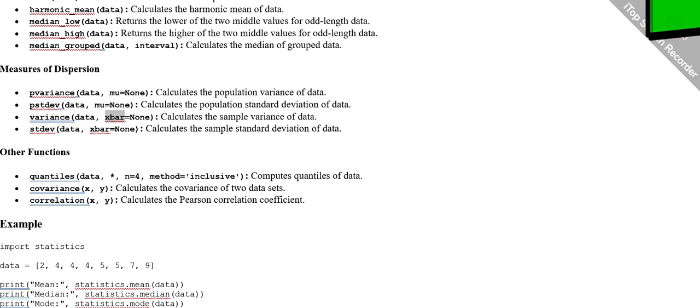variance(data, xbar=None) calculates the sample variance of data. stdev(data, xbar=None) calculates the sample standard deviation of data.